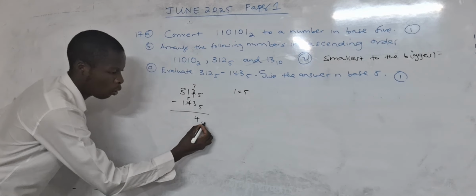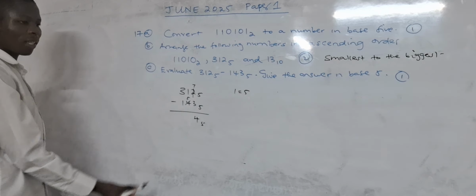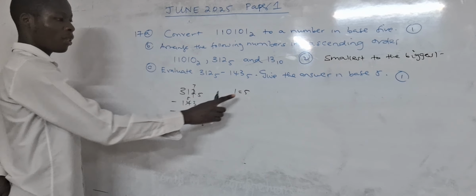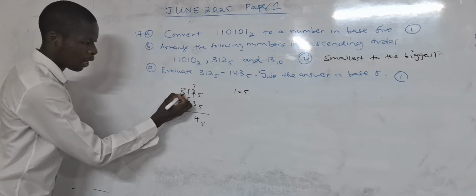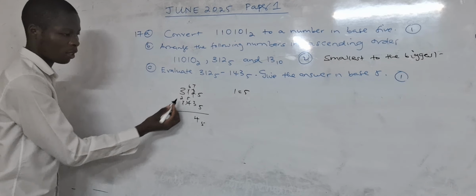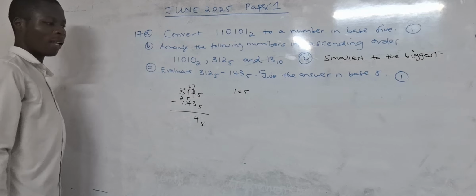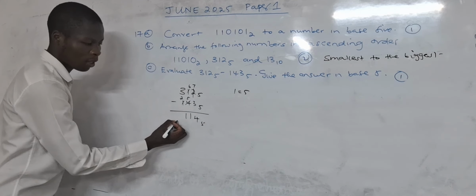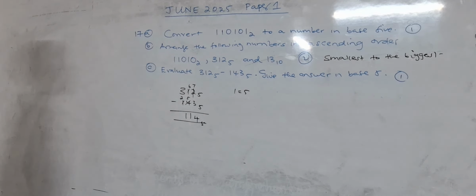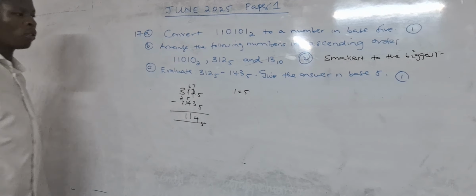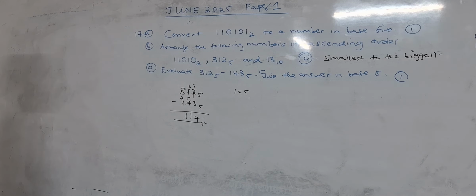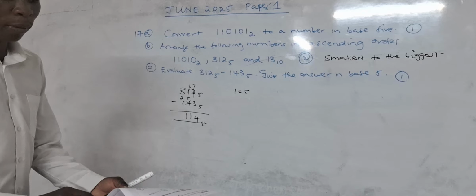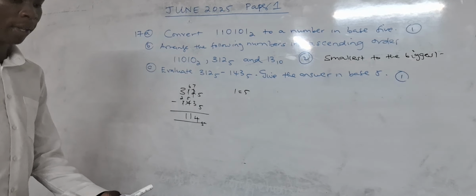This is 4. Okay, here 1 subtract 5 is not possible. So I'm going to borrow 1, but my 1 is equal to 5. 5 plus 1, I'm going to get a 6. Here I'm going to increase. 6 subtract 5, what is the answer? The answer is 1. 3 subtract 2, what is the answer? The answer is 1. So this is the final answer. So the difference between these two numbers is 114 base 5. Okay? Let's move on to question number 18.